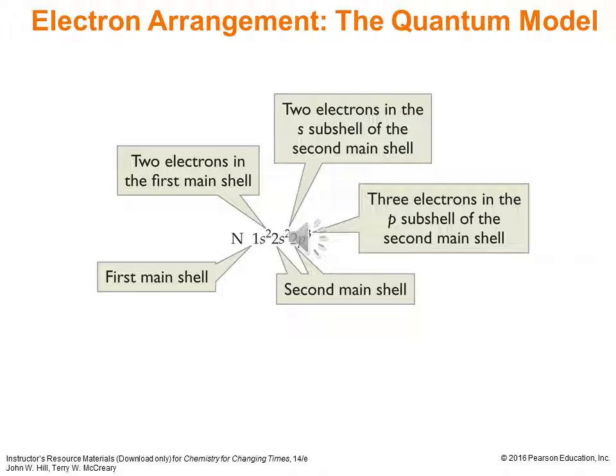And then we have the p sublevel. Now that we're in principal energy level 2, we have 2 sublevels, right? The number of the principal energy level also tells us the number of possible sublevels. And so in order to get our total of 7 electrons, we've used up 4, 2 in the 1s and then 2 more in the 2s. And now finally we have 3 electrons left for the 2p sublevel.